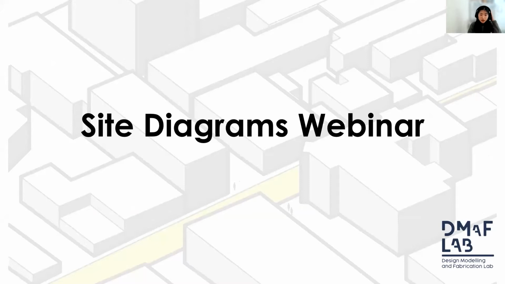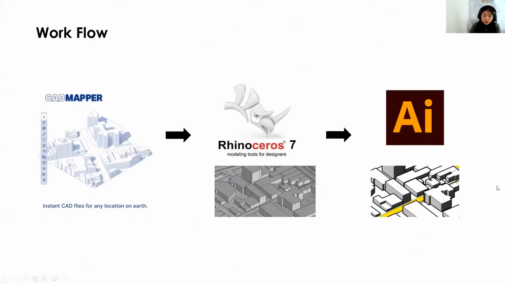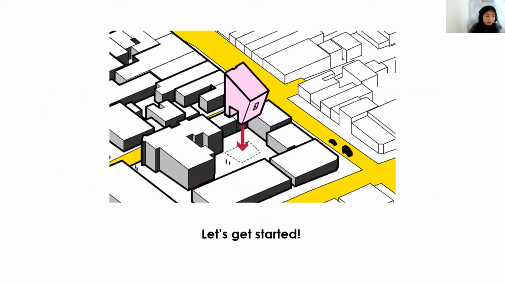We're going to be working through how to do some simple site diagrams both in Rhino and also in Illustrator. And this is going to be our general workflow. We're going to download a site from CAD Mapper, and we're going to change it up and edit it in Rhino. We're going to bring those lines into Illustrator for some color and some line work editing. So let's get started, everyone.